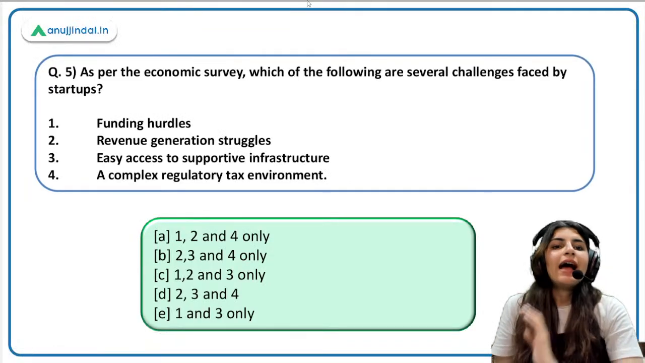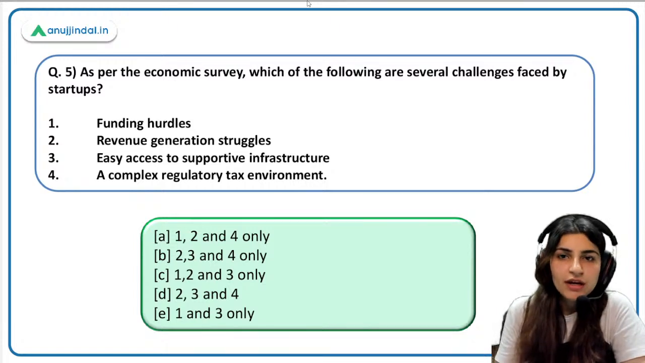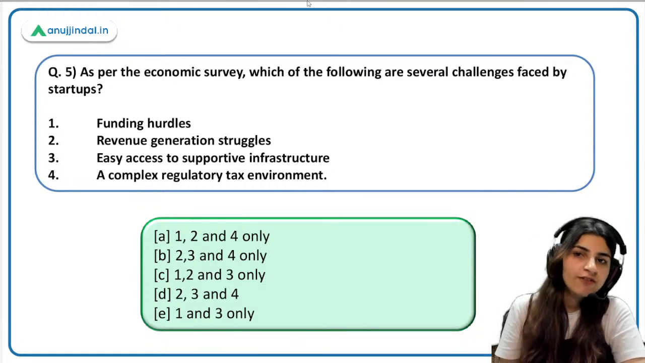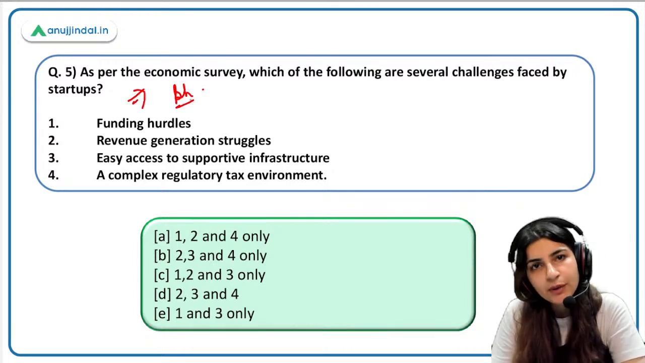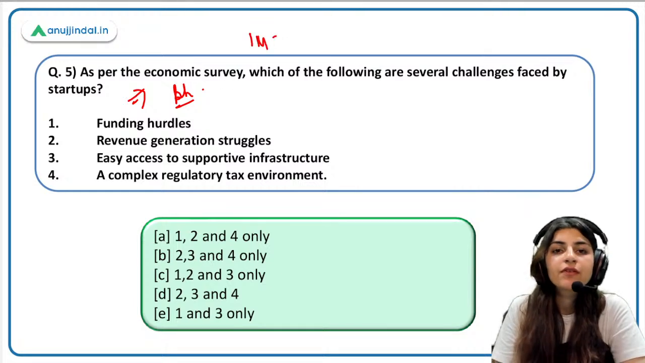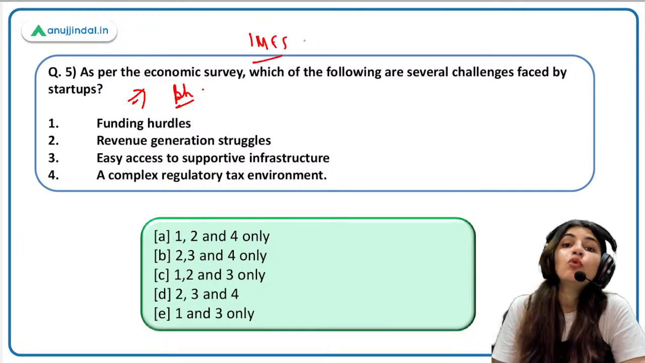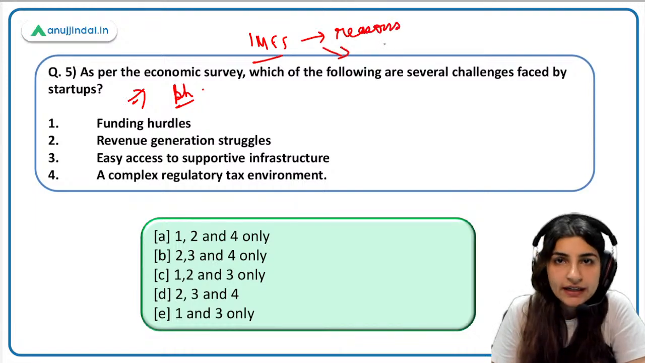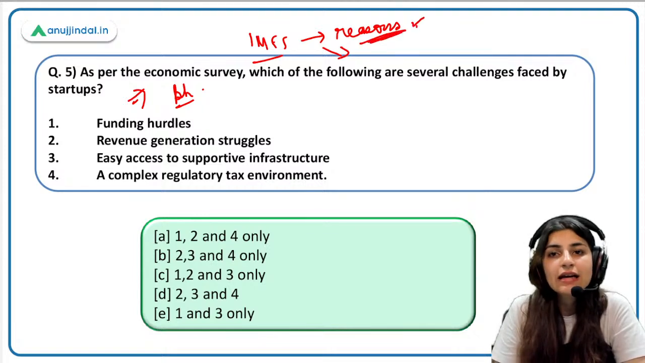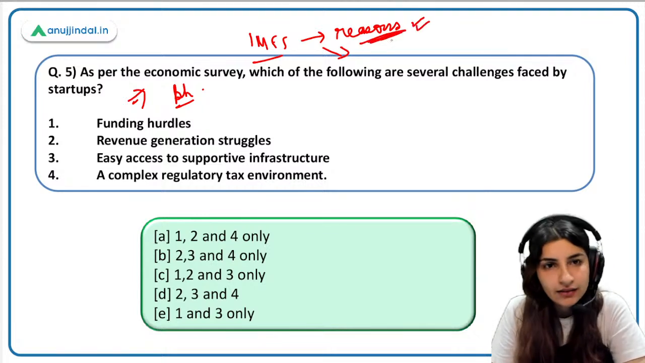Question number 5. As per the economic survey, which of the following are challenges faced by startups? Such questions are now coming very frequently, especially in phase 1. They ask you questions from the economic survey. What has been the IMF's stance, and they are now asking you reasons also. IMF has reduced the projections of GDP for India. What are the reasons? So such economic survey related questions come.